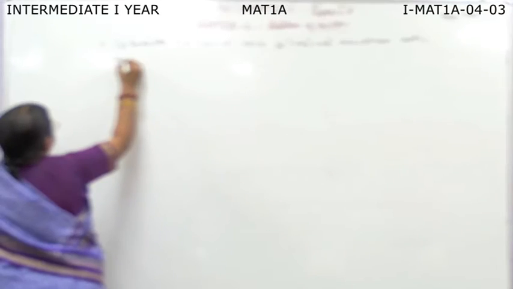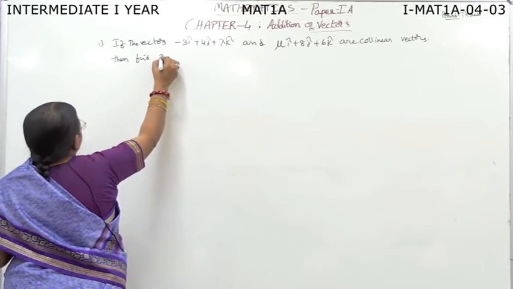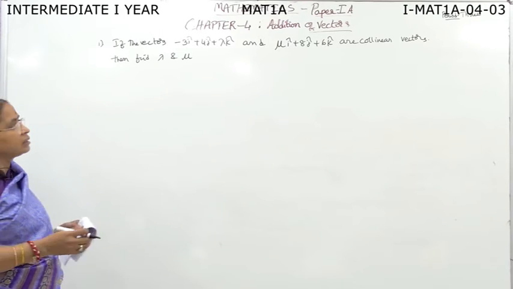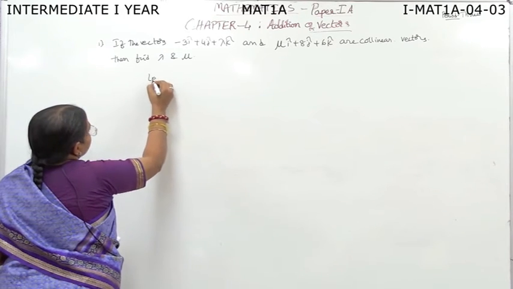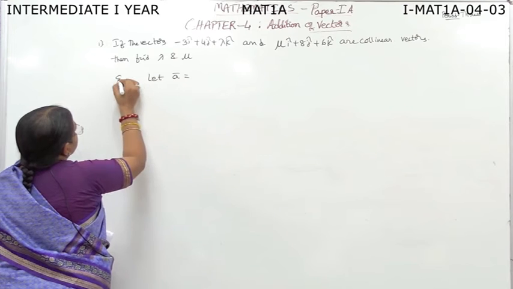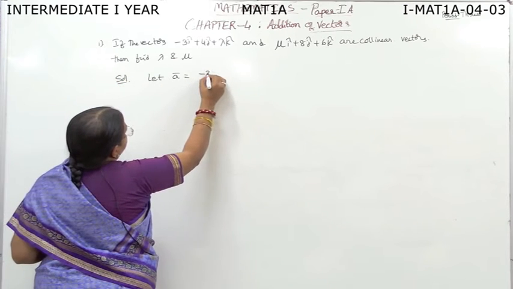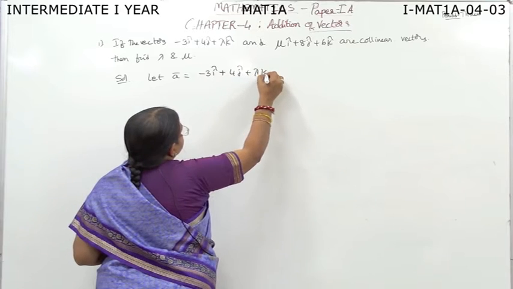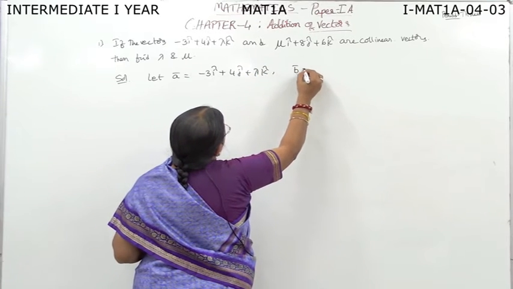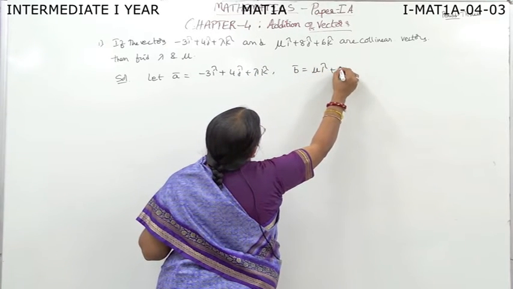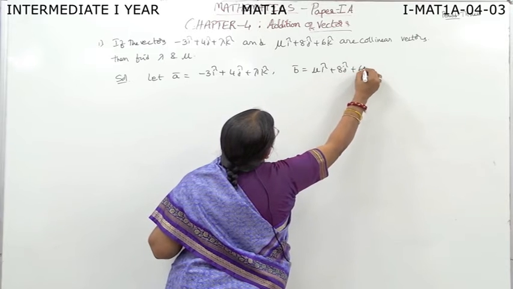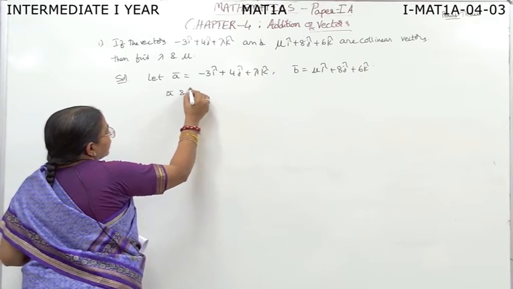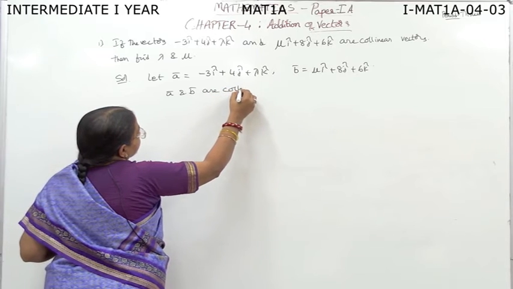Then find lambda and mu. So these are already the vectors, so we'll take them as A and B. Suppose that A is equal to minus 3i plus 4j plus lambda k, and B is equal to mu i plus 8j plus 6k. Now we know that A and B are collinear.